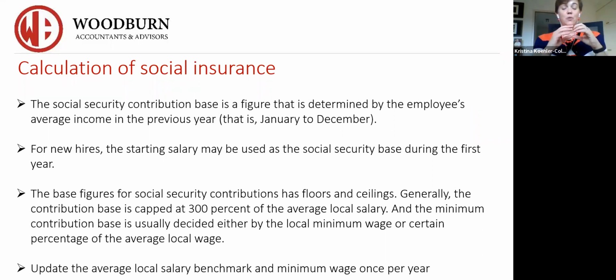When you hit the base level salary, which in Shanghai now, I believe, is around 28,000 RMB per month. If a person is earning 28,000 RMB or more, their social contribution and housing fund contribution is capped at the base of 28,000. So if you have somebody earning 54,000 RMB per month, it is capped at that 28,000 RMB base.